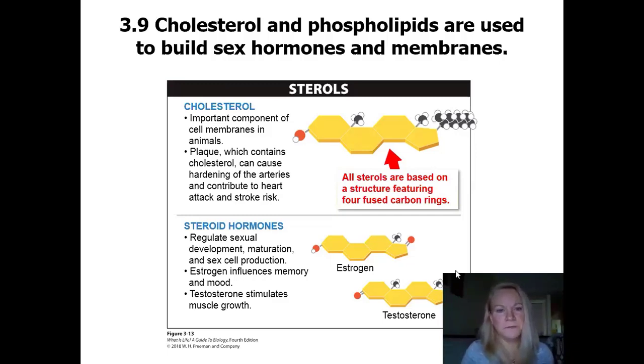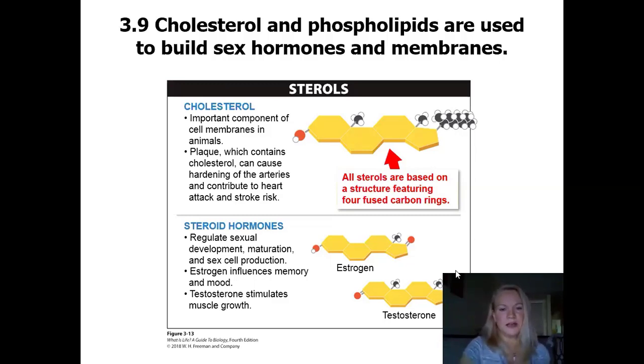So here's a problem though. Plaque contains cholesterol, but it also has calcium and fats all kind of combined. If you have too much cholesterol in your diet, and too many bad fats and stuff in your diet too, it makes this plaque. You might have heard of that, like in your arteries, and then that can be what leads to heart attack or stroke. So we have to be really careful of that hardening.